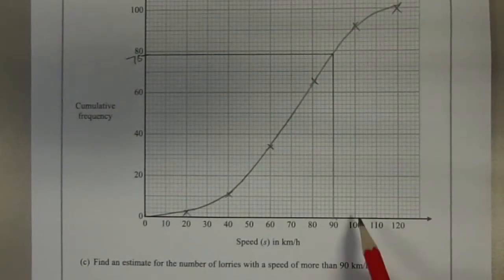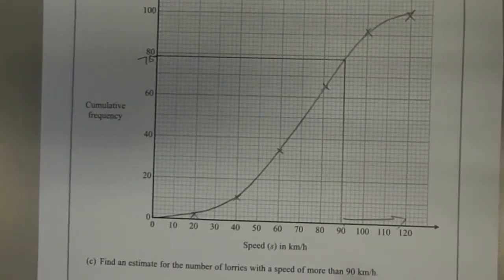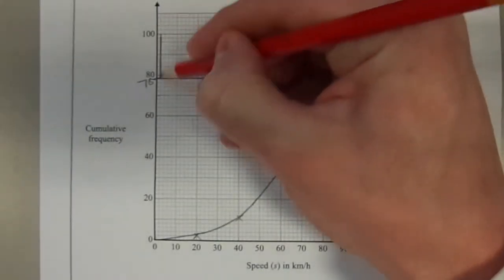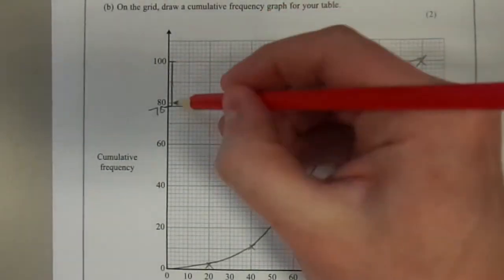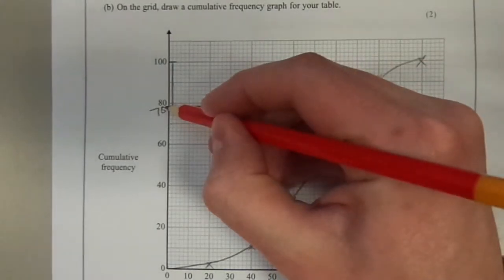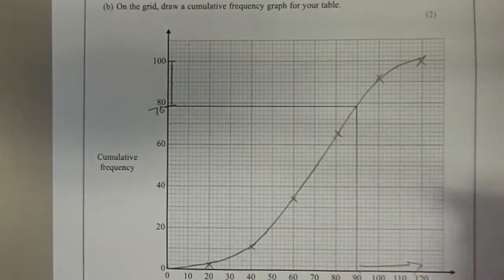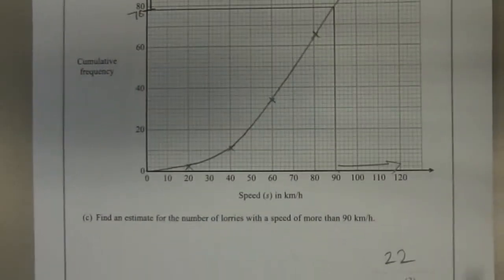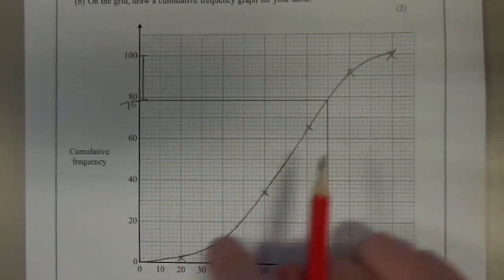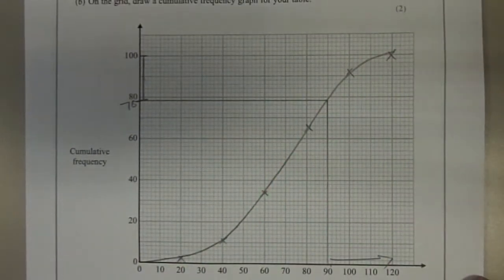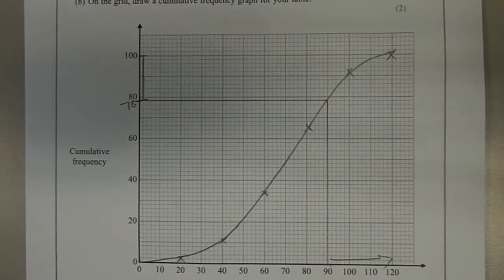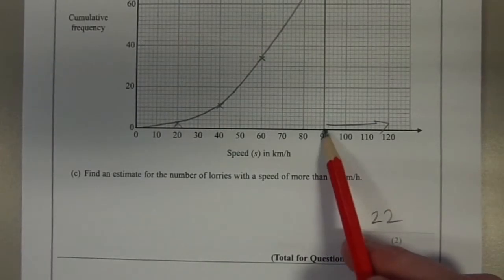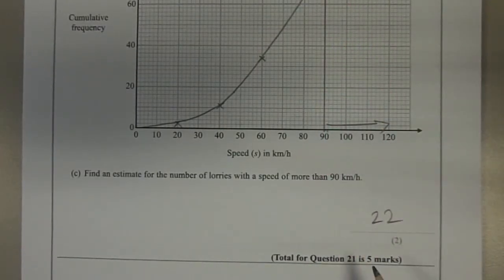We're interested in the number who are travelling more than 90 kilometers, so we want to know these ones over here, and the number of those travelling at that speed are these ones here. Difference between 78 and 100 is 22. Your value here will depend upon how accurate your curve is. You're allowed any answer for part C within the range 18 to 24, as long as it's coming from a reading of 90 from your cumulative frequency curve.